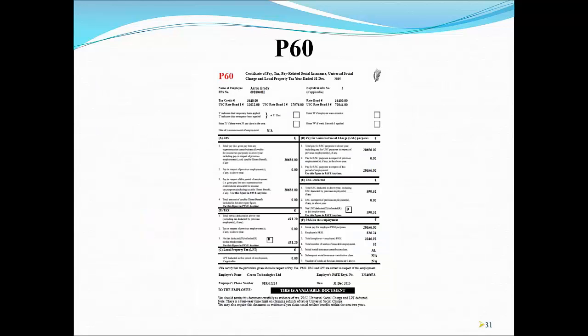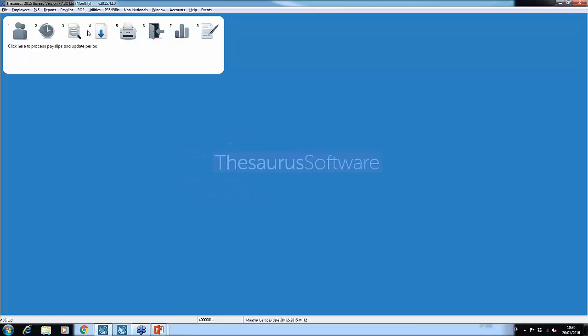So this, I suppose, is a copy of the P60 that would be printed from the software, along with Revenue guidelines. It is a valuable document for the employees, but you are permitted also to give copies of the P60. So if an employee does come to you, they've lost their P60, you can easily just print or email them another copy. So we'll just take a look at that on the software.